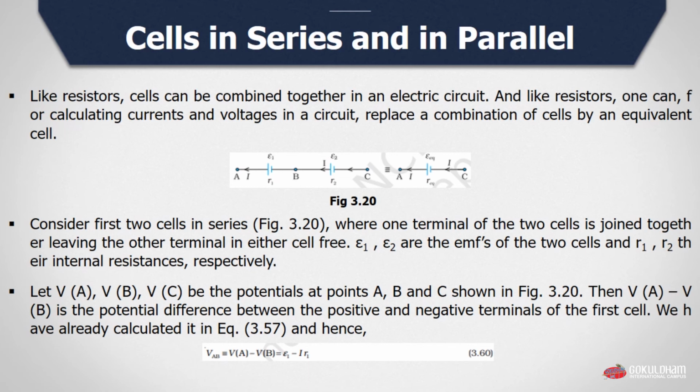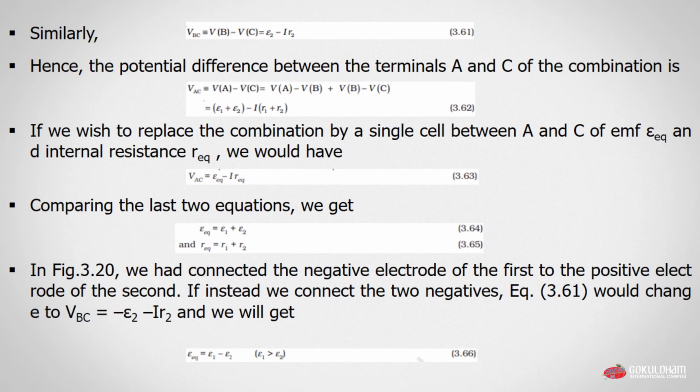Then V_A minus V_B is the potential difference between the positive and negative terminals of the first cell. We have already calculated in equation 3.57, and hence V_AB is equal to V_A minus V_B, which is equal to epsilon 1 minus I R1, which is our equation 3.60. Similarly, for the potential difference V_BC, we have V_BC equal to V_B minus V_C, which is equal to epsilon 2 minus I R2, which is our equation 3.61.